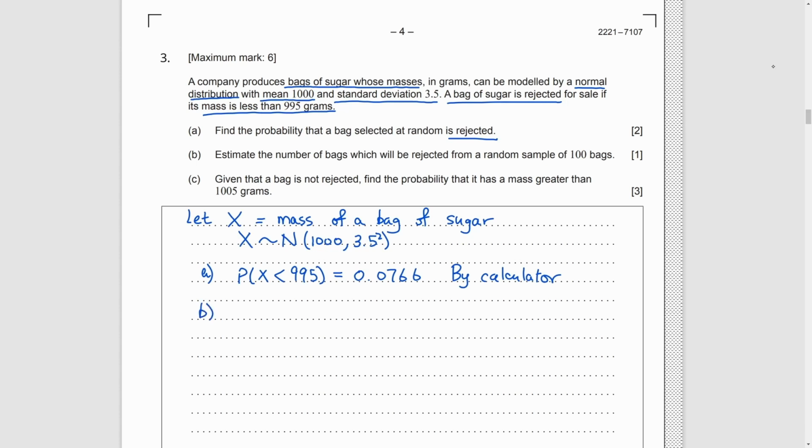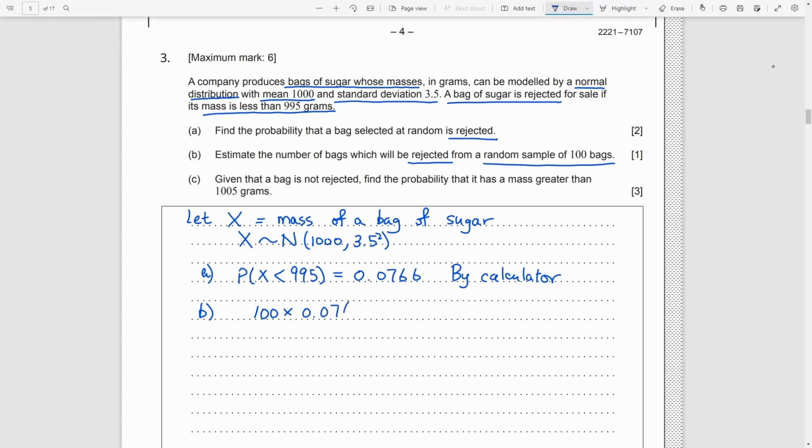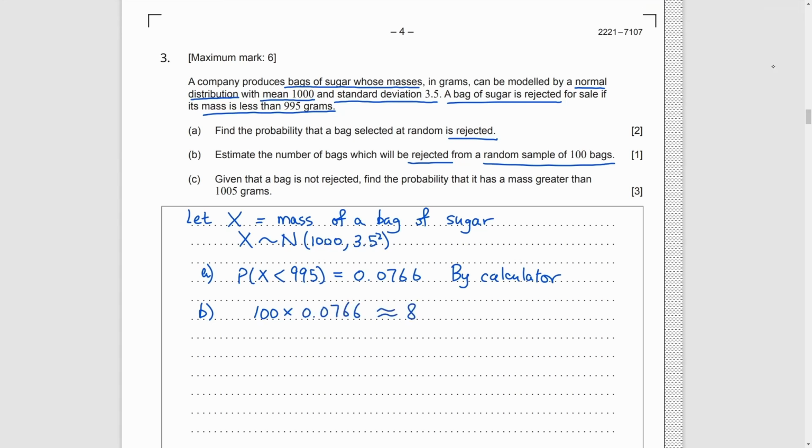Part B. We need to estimate the number of bags rejected from a random sample of 100 bags. So, we just need to use the answer in Part A times 100, and we get 8.